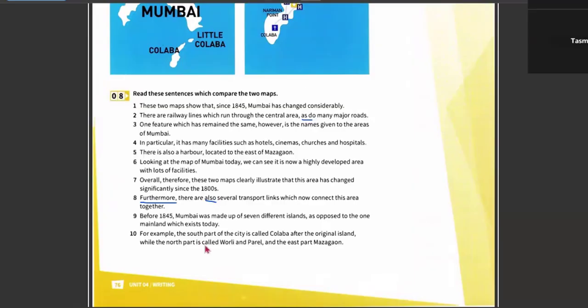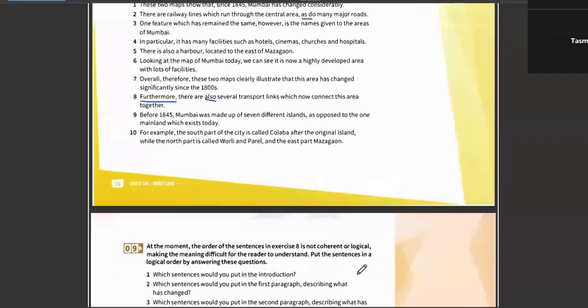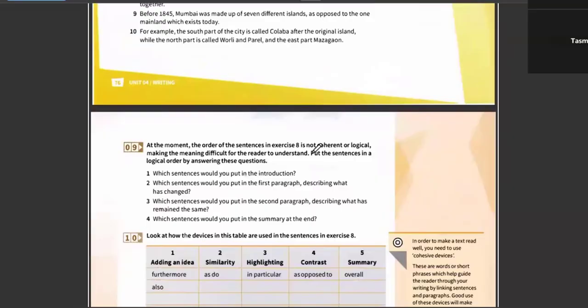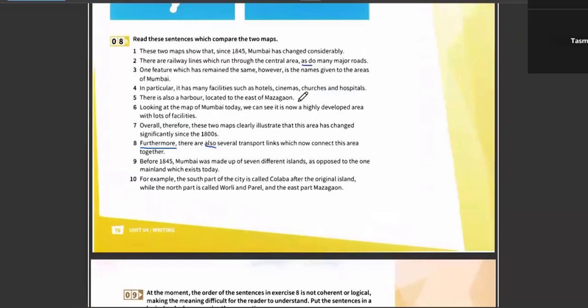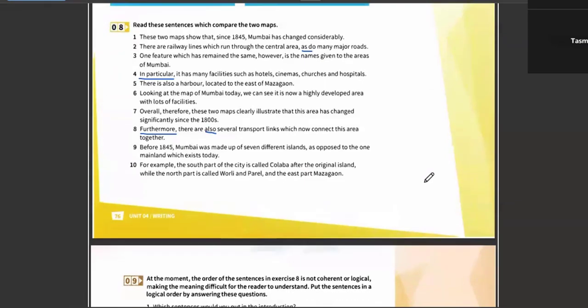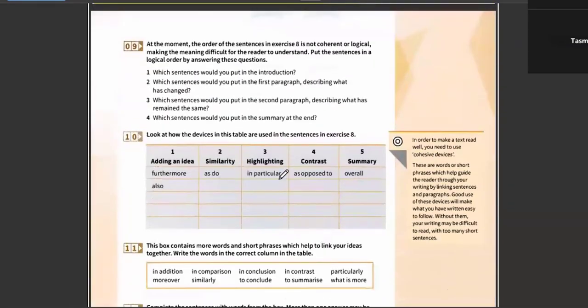They're showing the similarity between the lines that run through the central area as well as the major roads. Next is for highlighting. To highlight a particular fact or to emphasize a particular fact, we can use "in particular." So where is it used? In number 4, right? Yes. "In particular, it has many facilities such as hotels, cinemas, churches, and hospitals." So we're emphasizing the facilities that this city has. For that we are using "in particular." We are highlighting it.